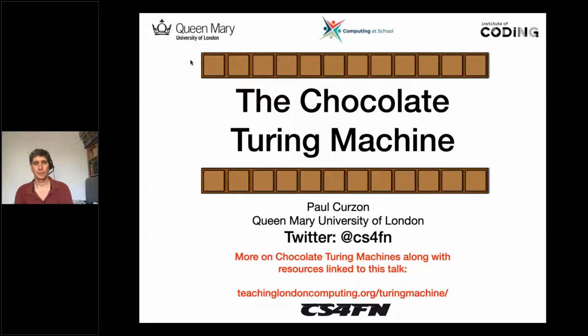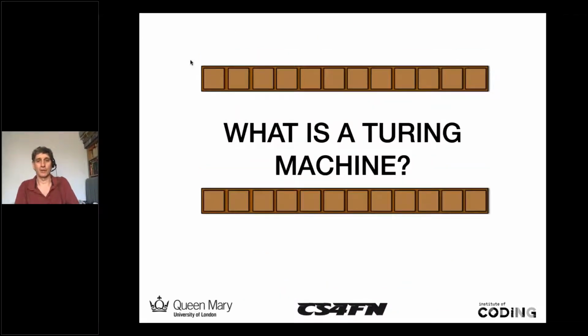Thank you. So I'm Paul Curzon. I'm a professor of computer science at Queen Mary University of London. In my spare time, I do a lot of stuff trying to support schools through CS Fun and Teaching London Computing projects. This is something, the chocolate Turing machine, that came out of a CS Fun article I wrote years and years ago, that I've turned into a CPD talk. So what I'm going to do is give you a quick overview of the idea, and ultimately what this is about is what a Turing machine is.